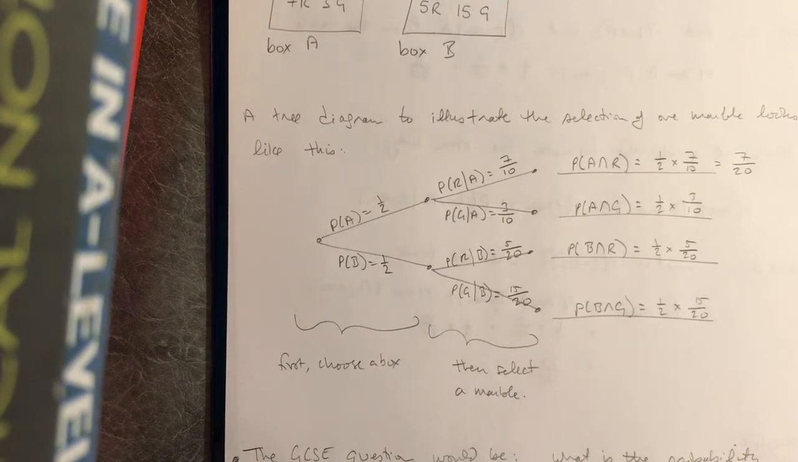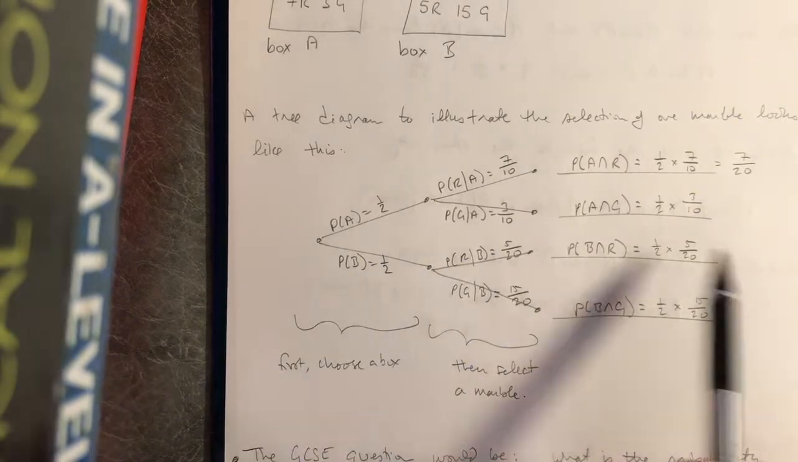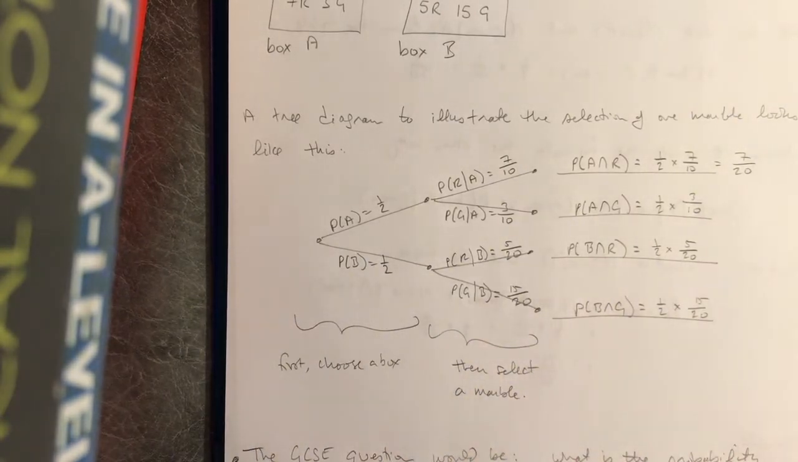Okay, if any of this is not clear so far, please let me know, and I'll try to say it again in a way that makes better sense. Okay? So that's a crash course into A-level trees and conditional probabilities.